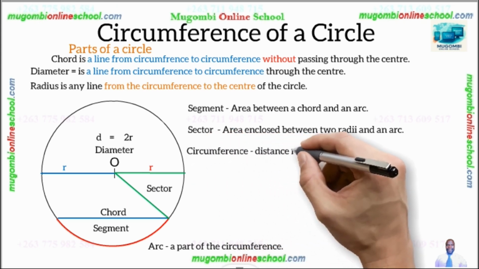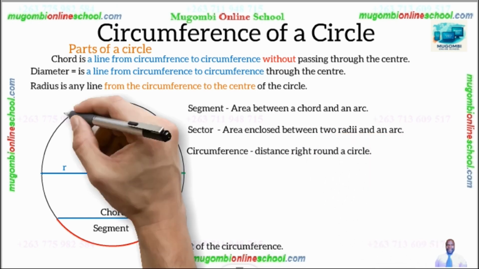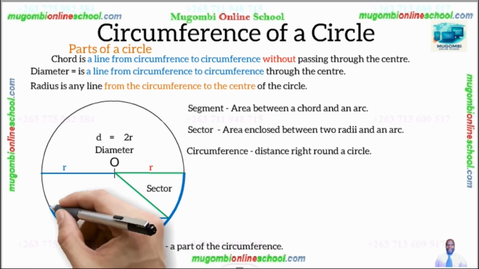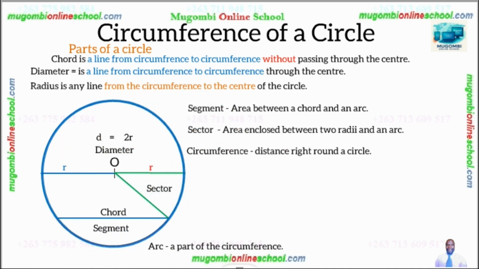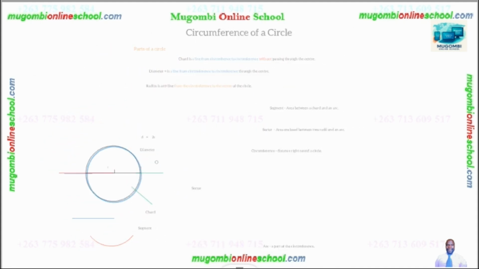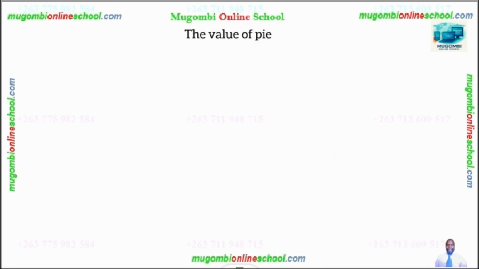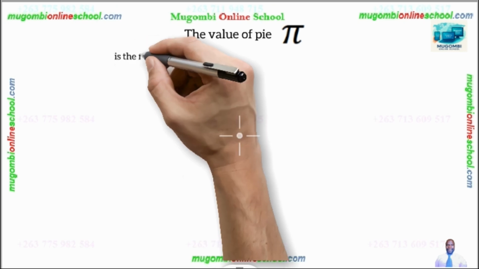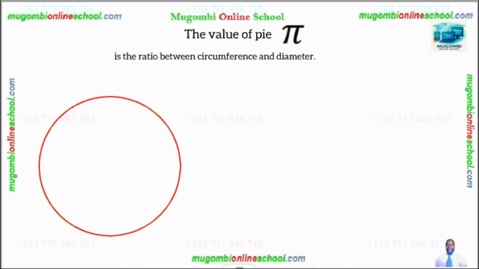Circumference: it is the distance right round a circle. Taking a look at this circle, this whole distance right round this circle produces what we call circumference, which is the topic of today. So let us move on to the next concept, where I'm going to explain the value of pi. Pi is the ratio between circumference and diameter.